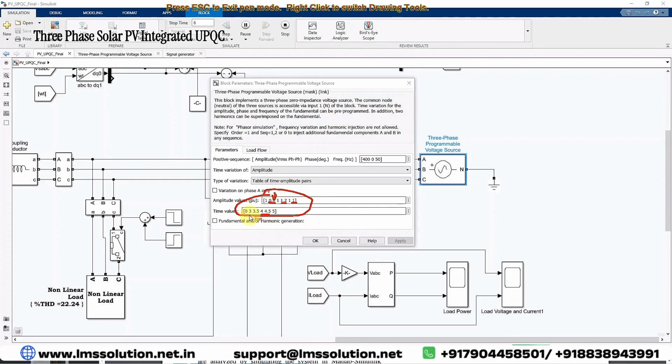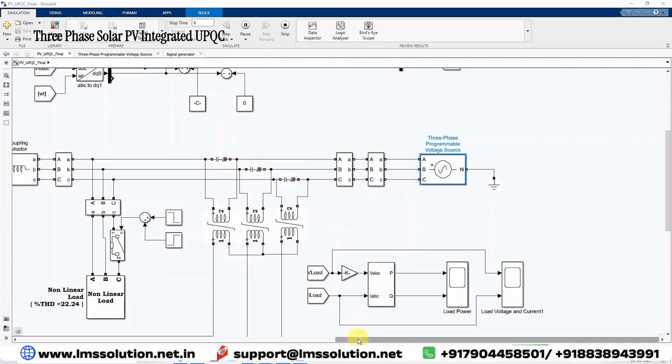In the interval 3 to 3.5, we create a voltage sag. From 4 to 4.5, we created a voltage swell. During that time, the series compensator should inject some voltage to compensate for this sag and swell on the load side. That means we need to maintain the load voltage at 1 per unit.